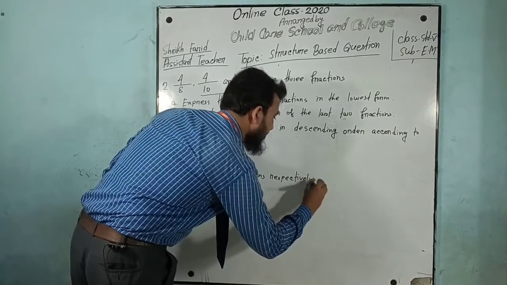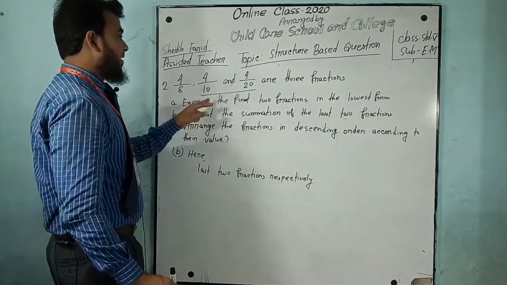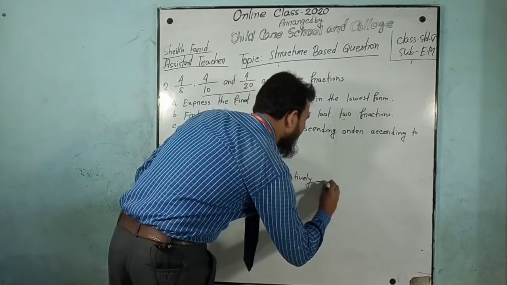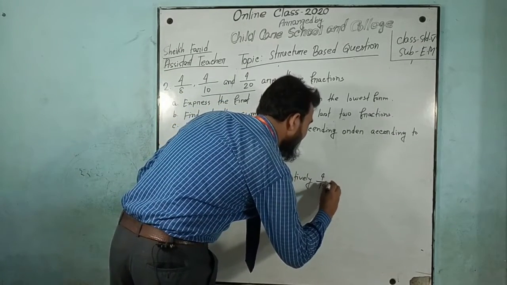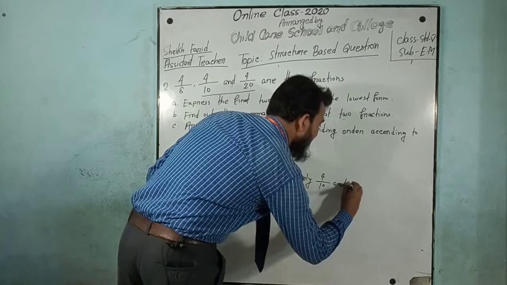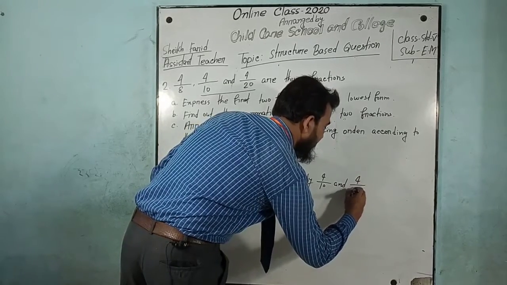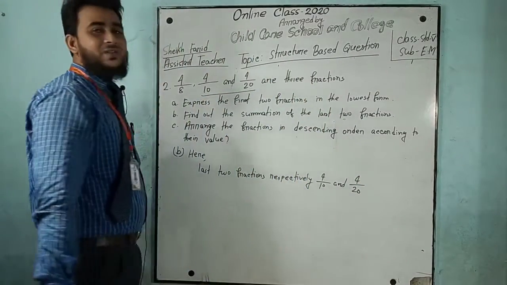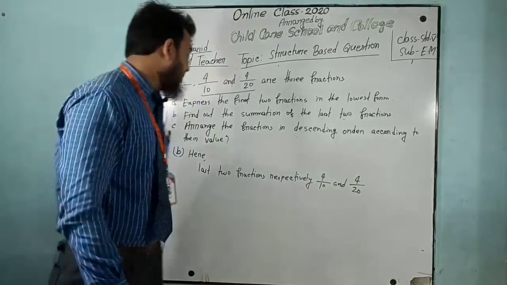Respectively, 4 by 10, 4 by 20. 4 by 10 and 4 by 20. Now we have to find out the summation of them.